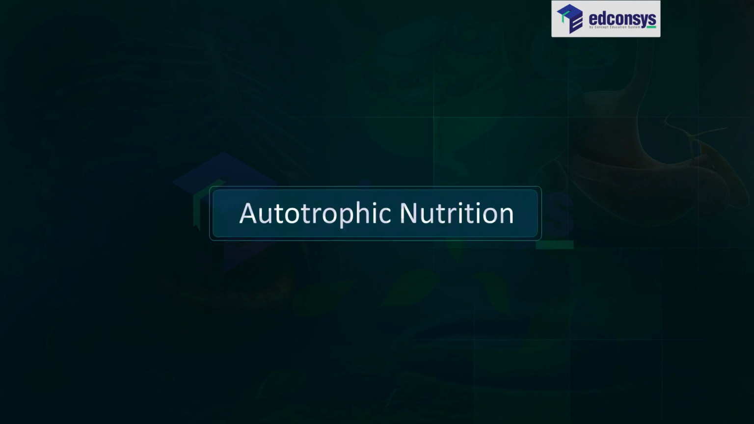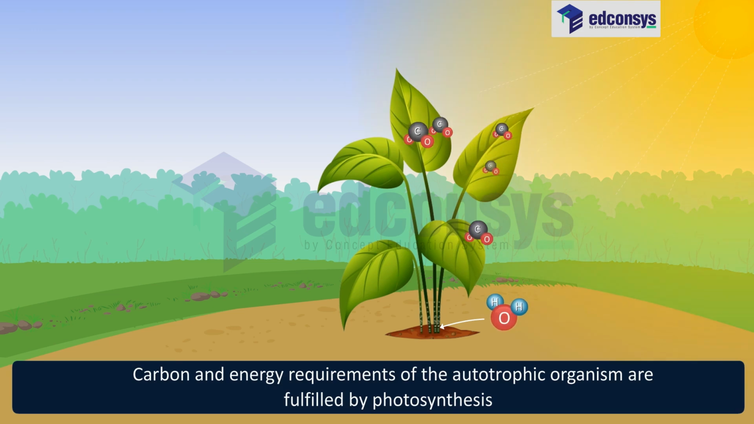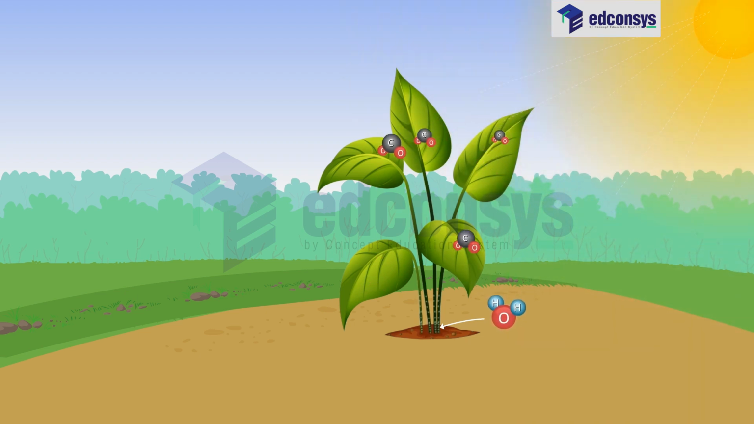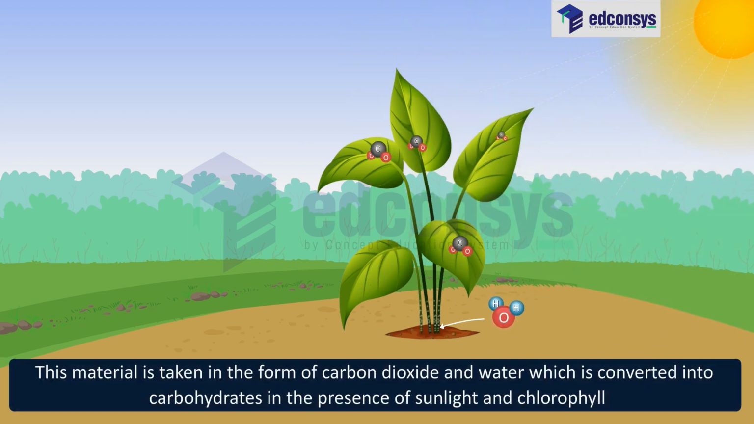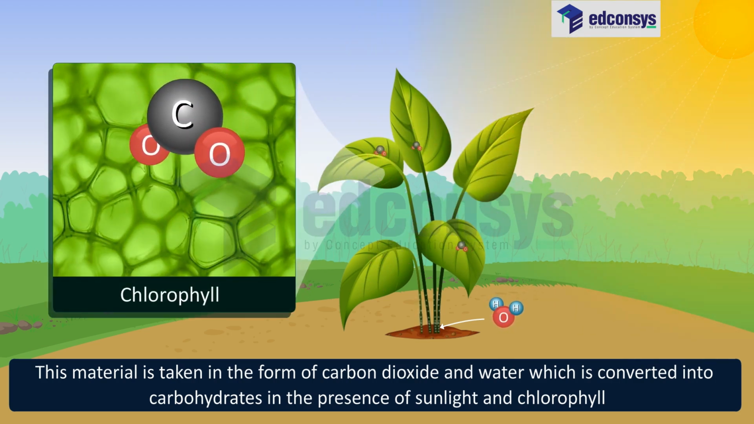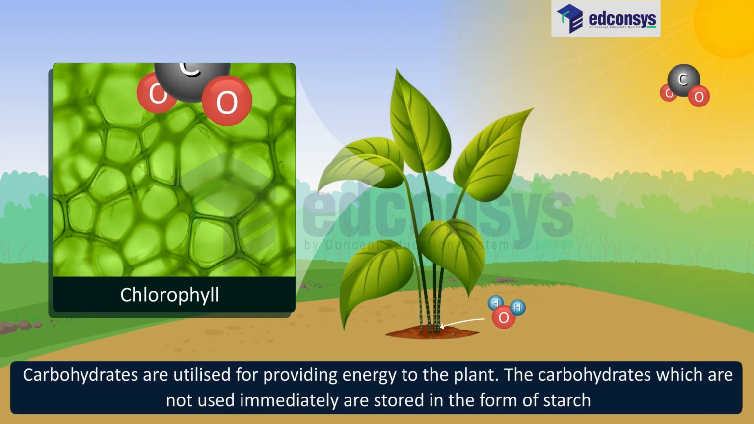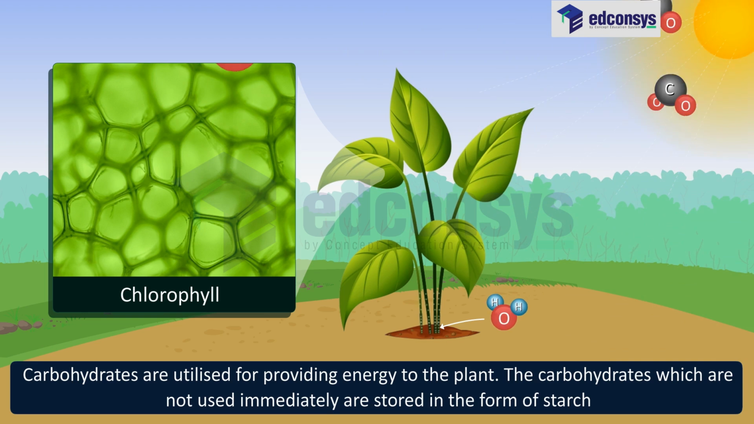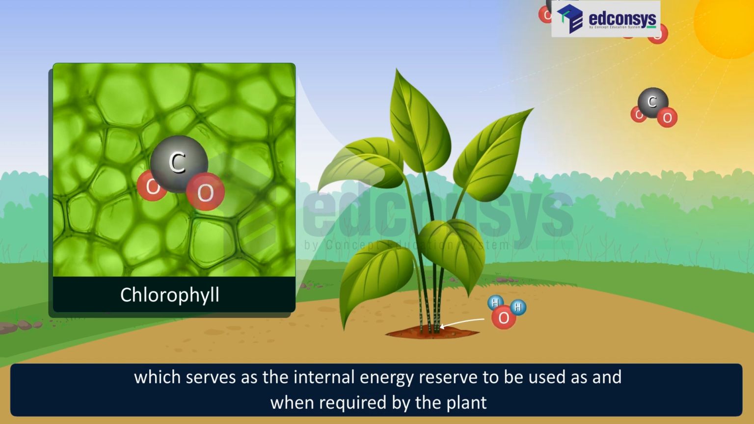Autotrophic nutrition. Carbon and energy requirements of the autotrophic organism are fulfilled by photosynthesis. It is the process by which autotrophs take in substances from the outside and convert them into stored forms of energy. This material is taken in the form of carbon dioxide and water, which is converted into carbohydrates in the presence of sunlight and chlorophyll. Carbohydrates are utilized for providing energy to the plant. The carbohydrates which are not used immediately are stored in the form of starch, which serves as the internal energy reserve to be used as required by the plant.